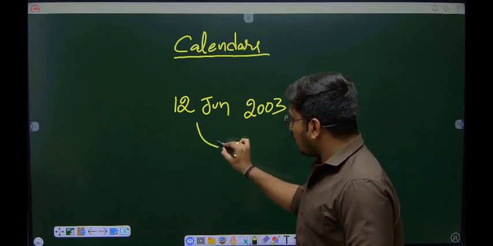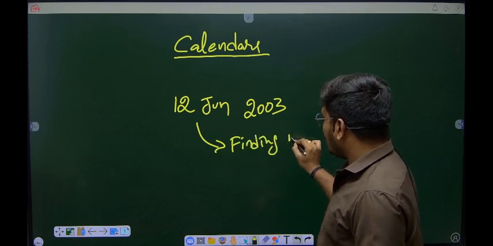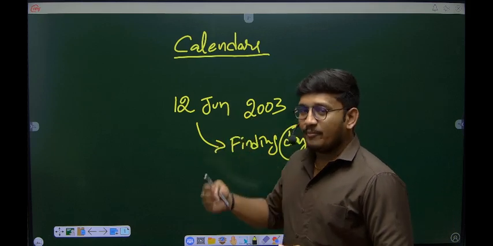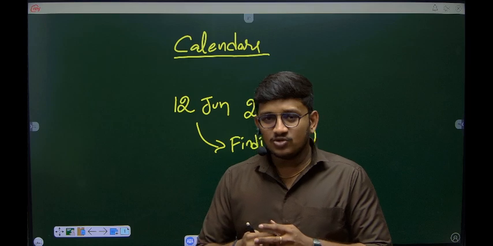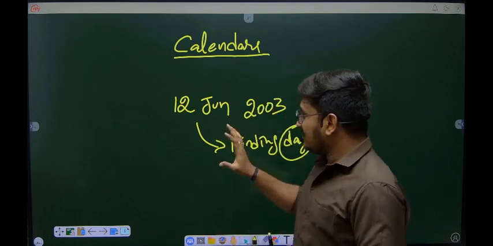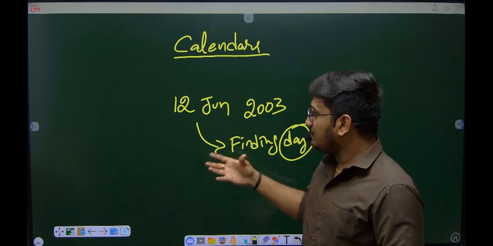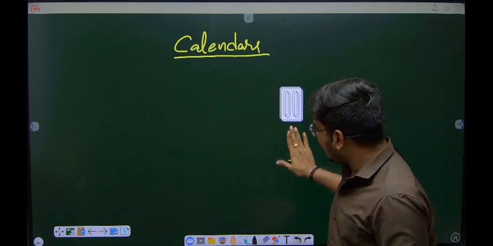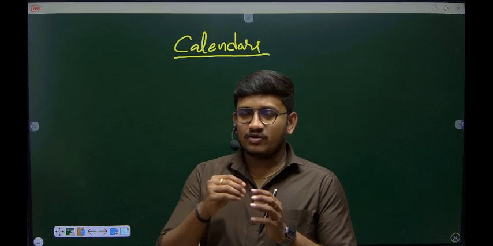Our primary aim is finding the day, in the sense of whether it was Monday, Tuesday, Wednesday, Thursday, Friday, Saturday or Sunday. Here is the interesting part of our class. Some people follow different formats, but I'm going to teach you how to calculate which day it is in just seconds, like 20 to 30 seconds.